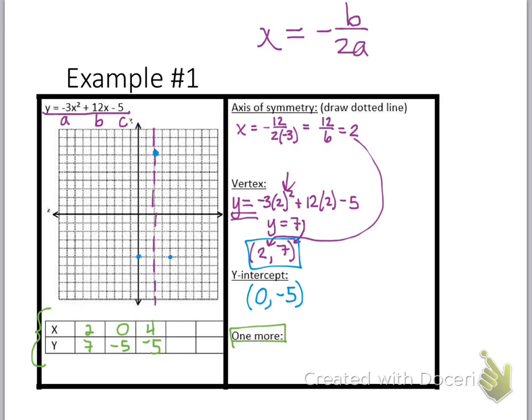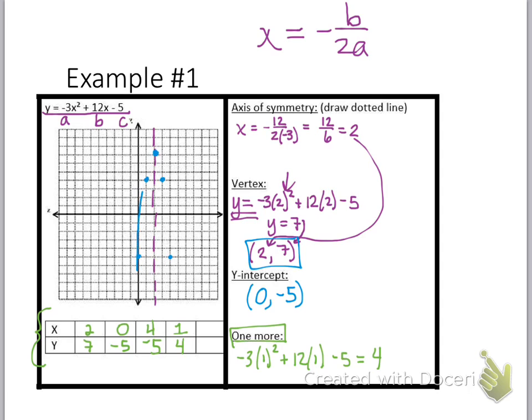So what about 1? I could use 1. So I'm going to plug in to my original equation a 1 instead of x, and I'm going to simplify it to find y, which is 4. I'm going to put it on my graph, 1, 4. And again, I'm going to fold my parabola in half, reflecting it across the axis of symmetry, duplicating the distance.